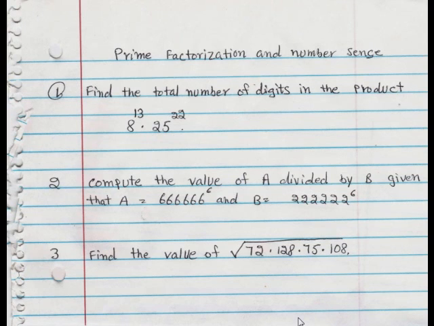Today's problem is number 3. We're going to be doing prime factorization in number sense again. Find the value of the square root of 72 times 128 times 75 times 108.